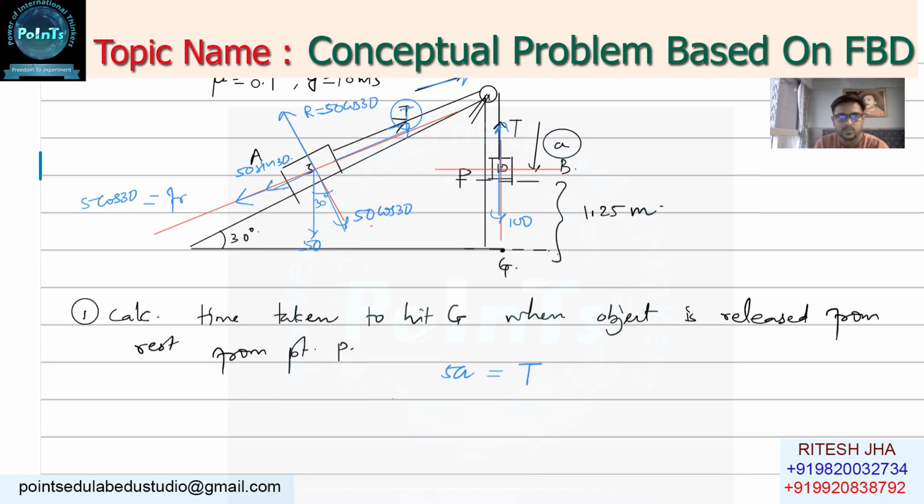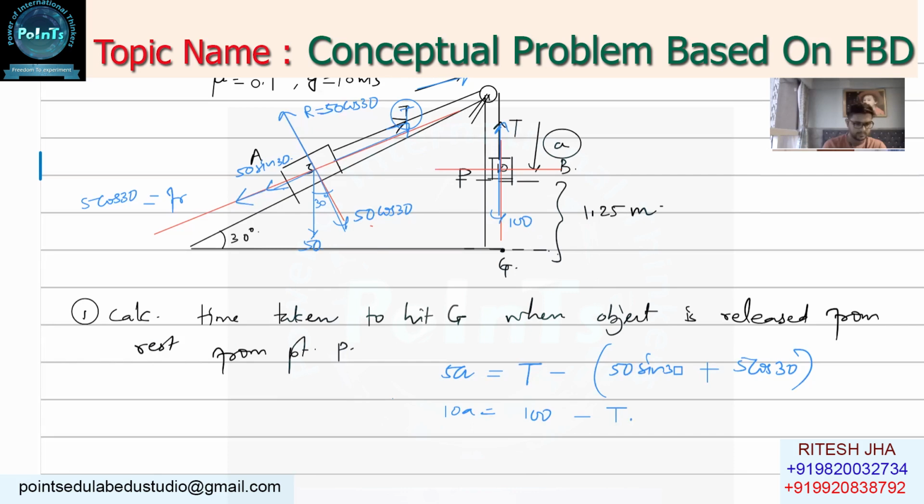Yeah. So 5a is equal to T minus 50 sine 30 plus 5 cos 30. My bad. Sorry. Then 10a is equal to 100 minus T. Cool? Come on, determine the value of a here quickly.